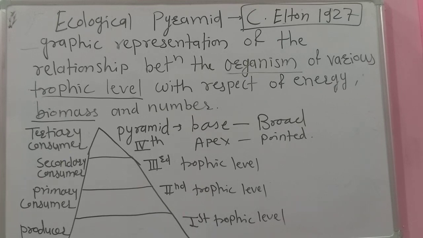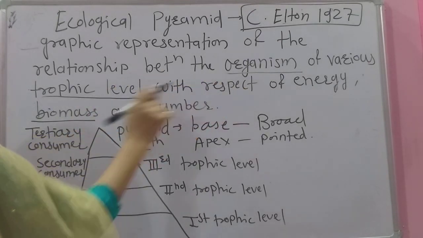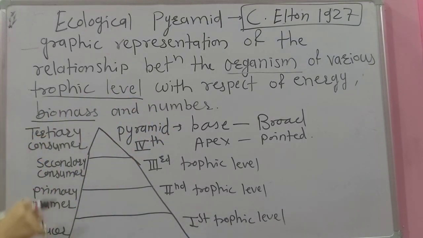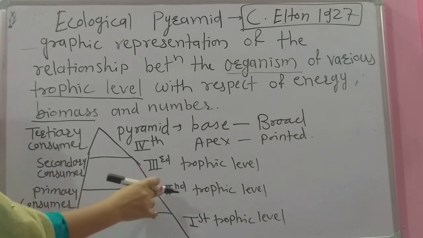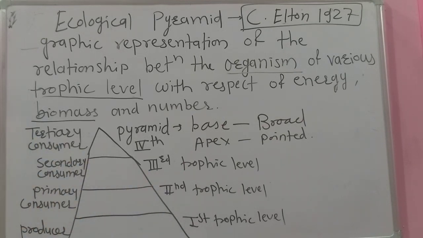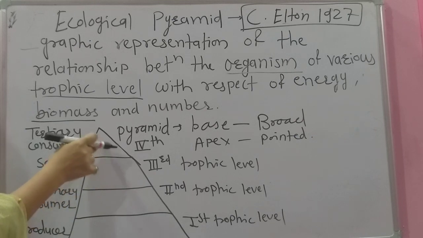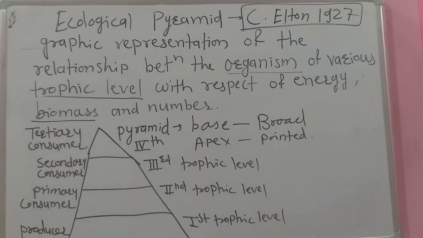And the calculation of the energy, biomass and number of these organisms at each trophic level means how many numbers are present in the first trophic level of the producer, then how many present in the second trophic level of the primary consumer. Then the biomass, how much biomass is present in the producers in the first trophic level, then the second, then the third, and the last one is the fourth. And energy is also calculated in each trophic level. This is the definition of the ecological pyramids.